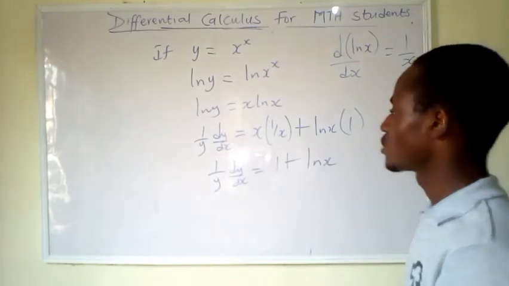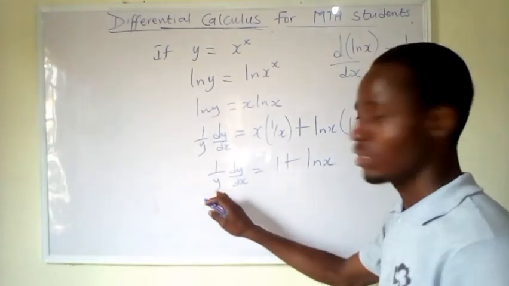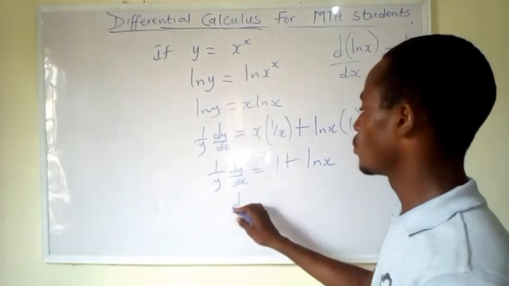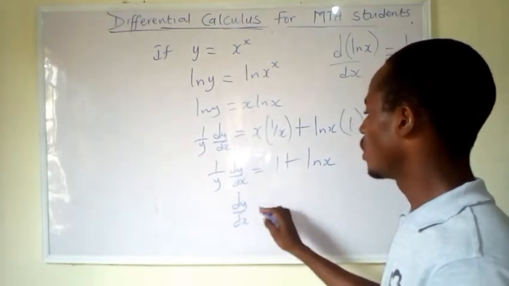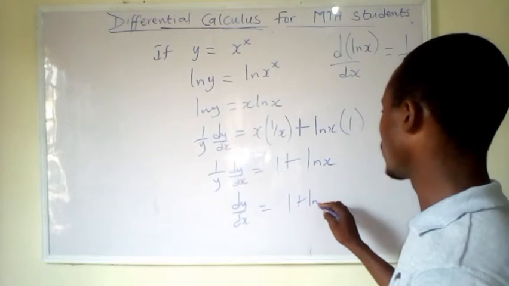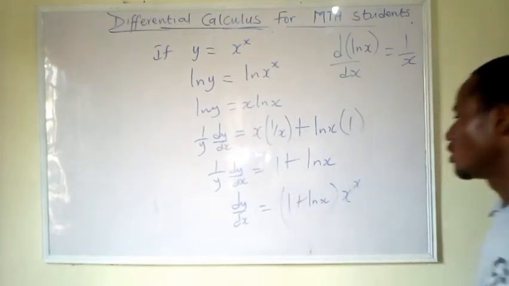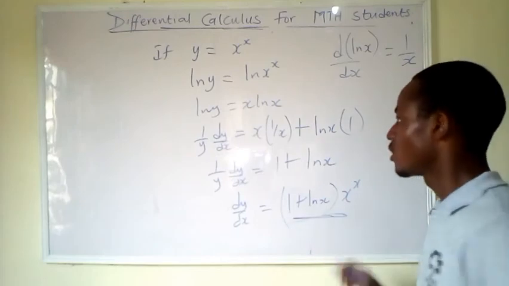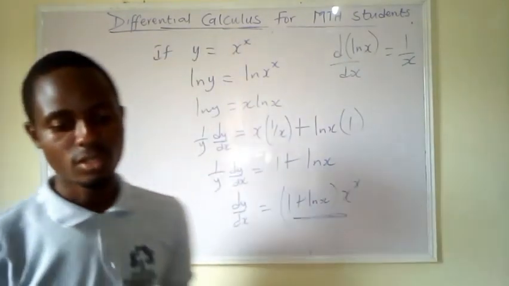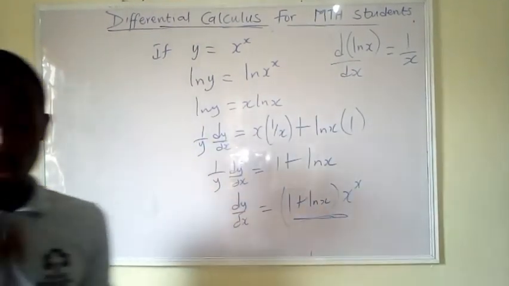The ln of x. So if I multiply both sides by y, I'm going to have dy/dx here, and that will be equal to 1 plus ln x, all multiplied by x raised to the power x. So I think this would be the answer to that question. So we can solve as many as possible.